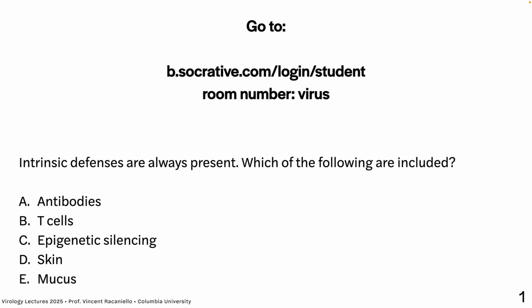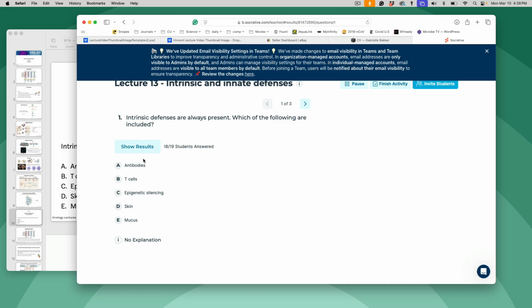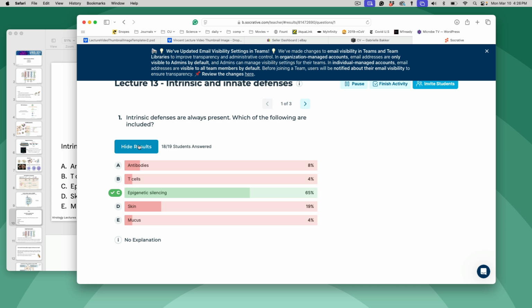All right, let's see if we understand intrinsics. First question: intrinsic defenses are always present. Which of the following are included? Antibodies, T cells, epigenetic silencing, skin, and mucus. All right, how did we do? Yeah, it's epigenetic silencing.